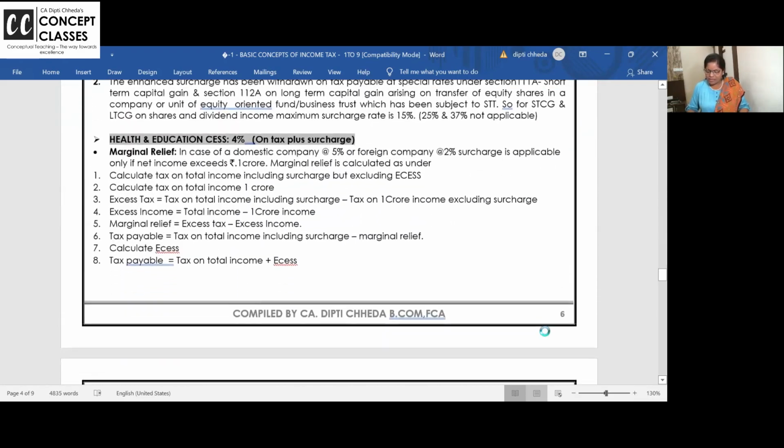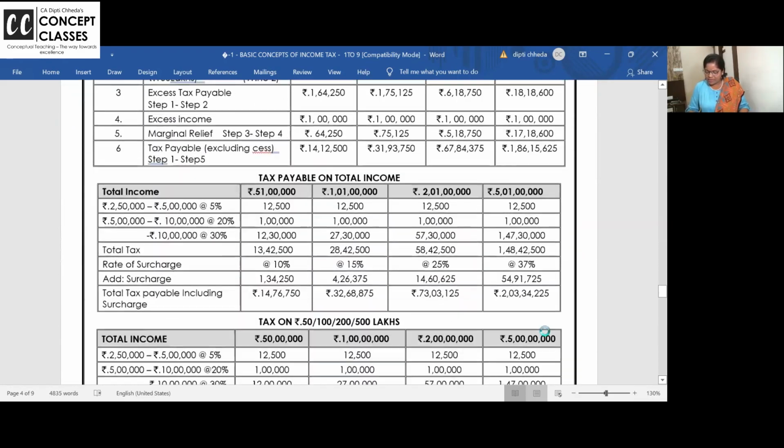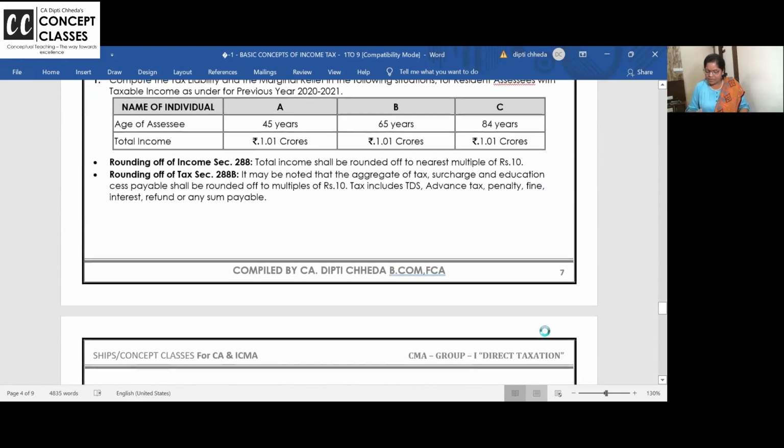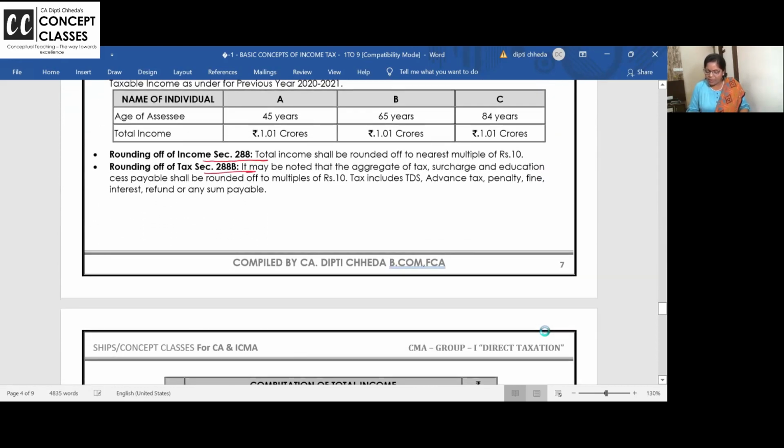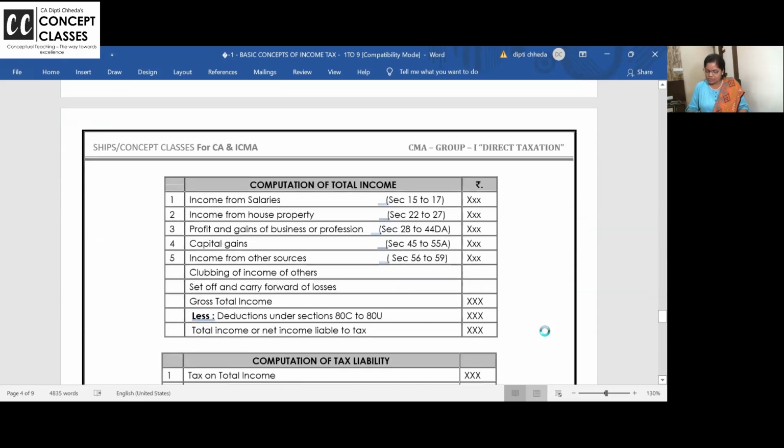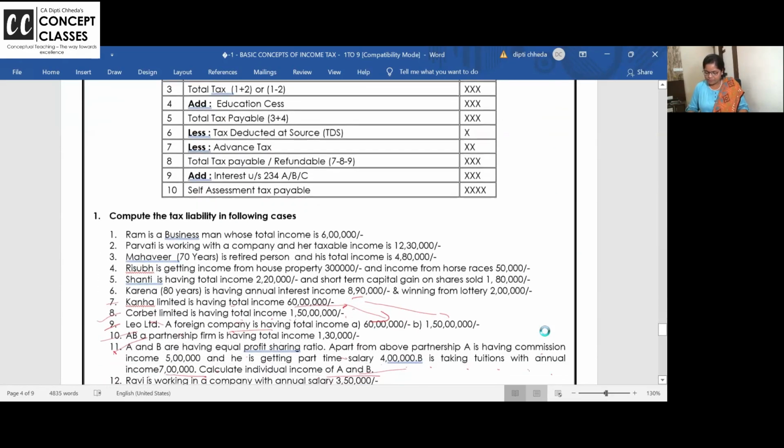Slab rates we have done, ESES we have done, marginal relief we have done, rounding off of income and tax in the multiples of 10. I hope that is clear to all of you. Right?